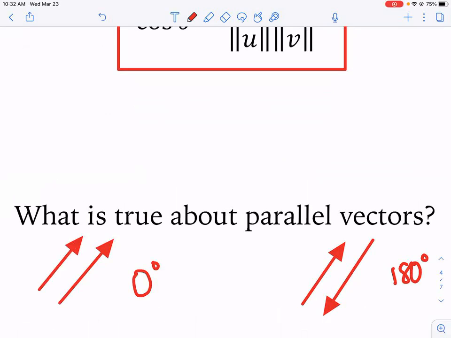If you put them in standard position, these two would form a line. If you put these in standard position, these would be overlapping each other. So the angle in between parallel vectors is either going to be 0 degrees or 180 degrees. Why am I mentioning this? Well, in your homework, you're going to have some problems that ask you to identify if the vectors are parallel. If one of these two numbers is an answer for you, you have parallel vectors.